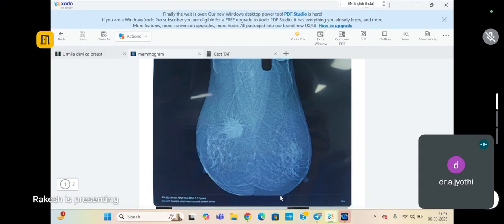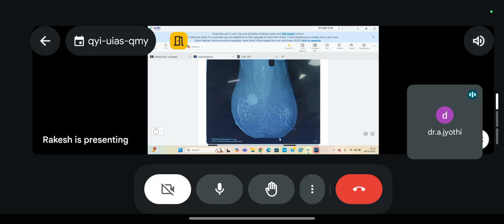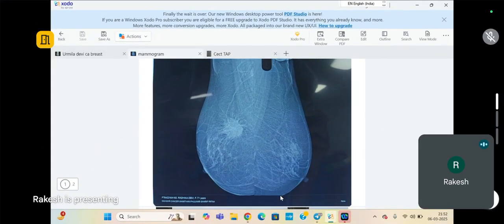Radial scar, discordance, histopathological discordance, then this one, pleomorphic LCIS, then atypical ductal hyperplasia. Then papillary lesion and LCIS. And failure to sample microcalcifications. Failure to sample microcalcifications, that is one more. 6 are there. I remember.